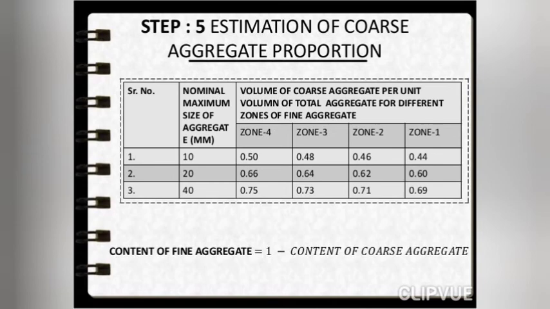Next step is the estimation of coarse aggregate proportion. So we can see the nominal maximum size of aggregate and the volume of coarse aggregate per unit volume of total aggregate for different zones of fine aggregate. So the content of fine aggregate is equal to 1 minus the content of coarse aggregate.